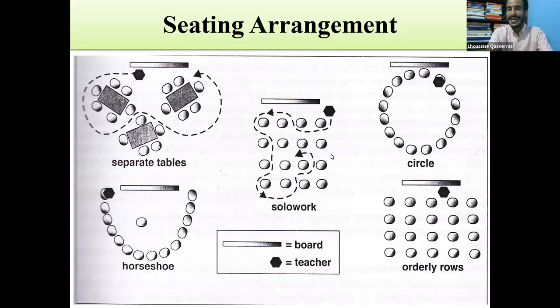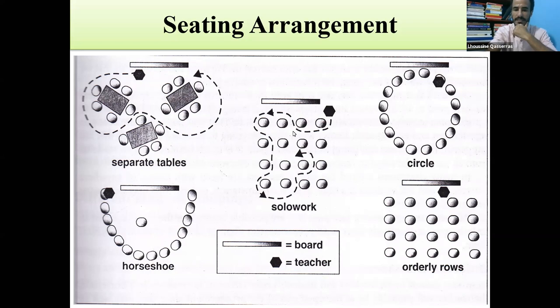Now, we go back again to seating arrangement because it's very important. And these are the types of seating arrangements. Separate tables, you can do like this. A table for five or four students, it's a kind of group work, but they are separate tables. Or horseshoe, like a meeting. Like the parliament. This one is like the teacher, and this one, the stick, is like the bull. And here we have solo work, individual work.